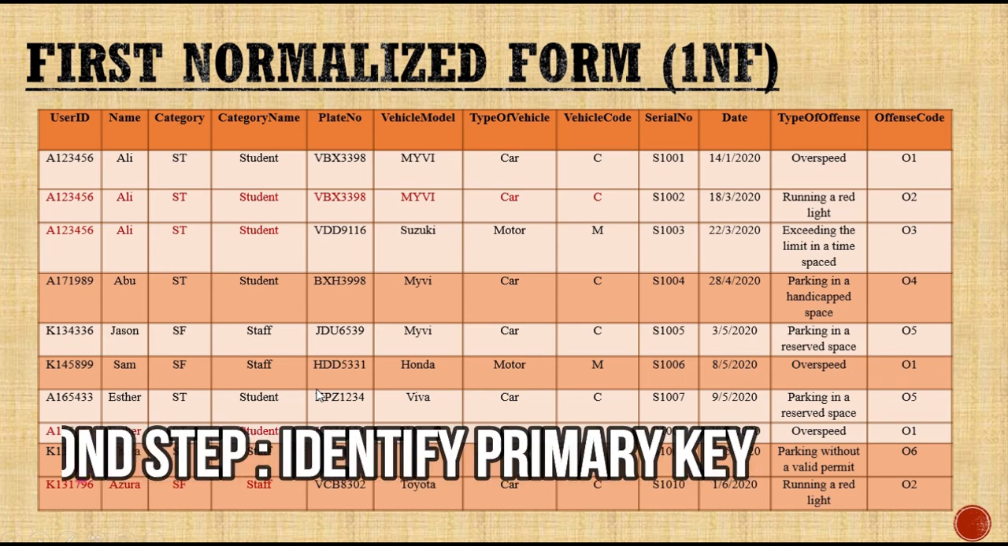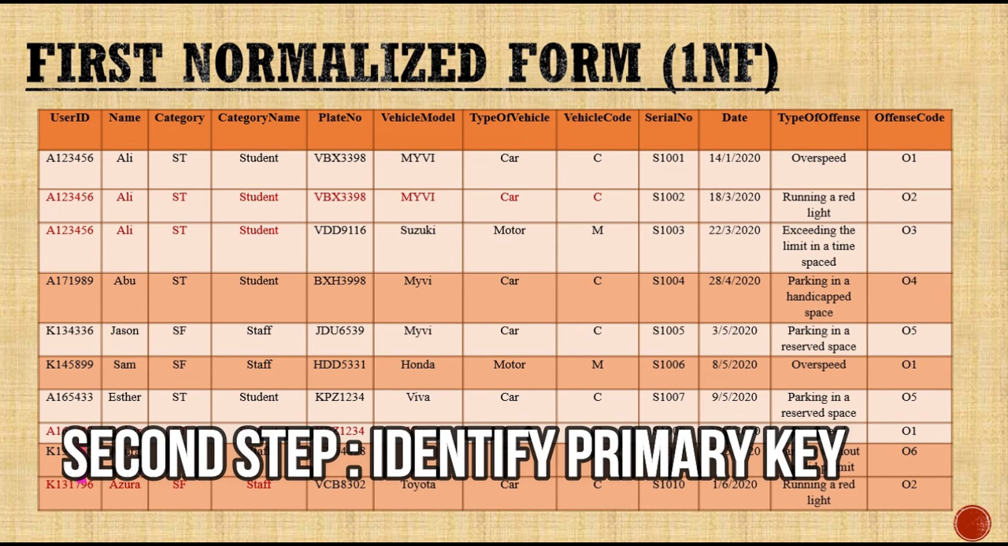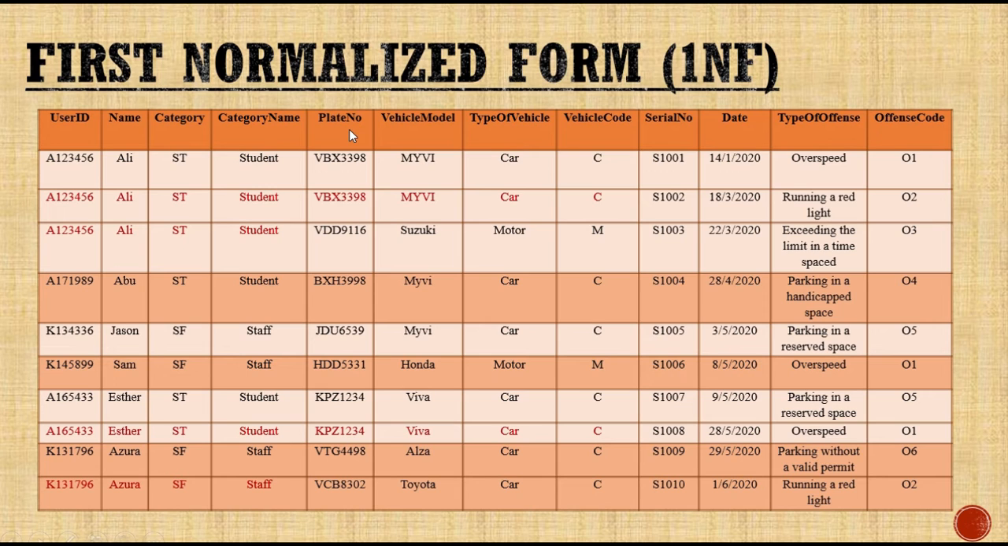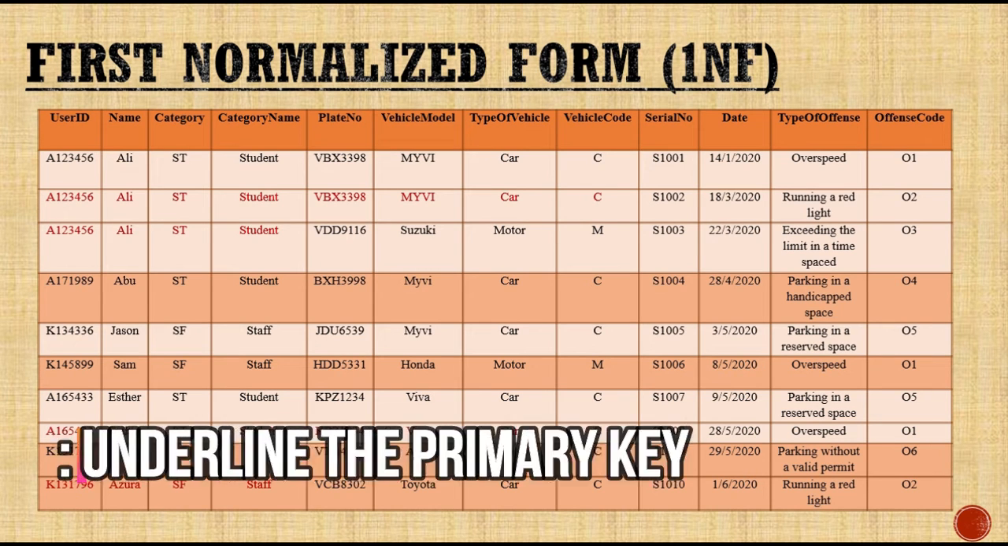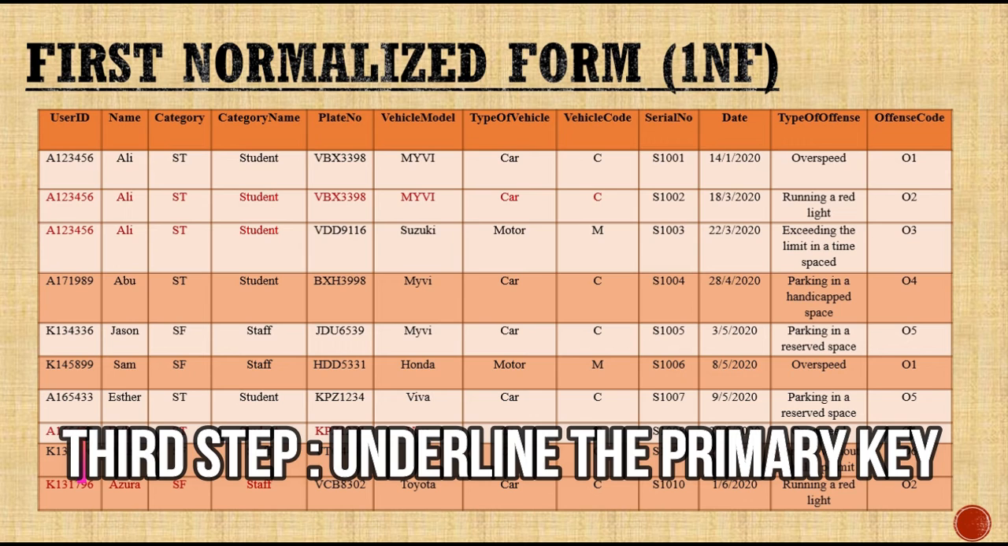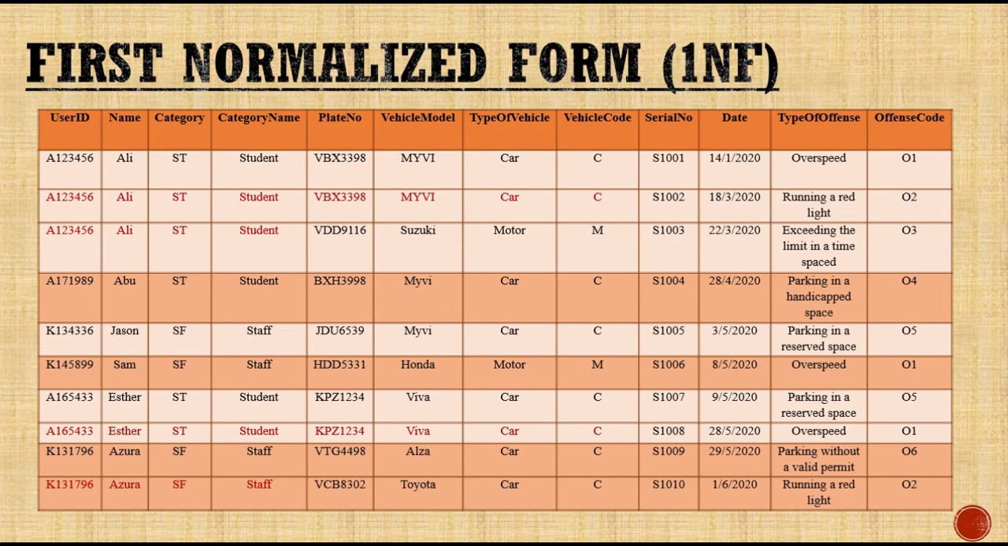In the second step, we need to identify the primary key. So in this table, the primary key is user ID and also the plate number. This is because the user ID and the plate number uniquely identify each row. Then for the third step, we need to underline the primary key to complete the table. So we underline the user ID and the plate number. So we can see in this table there are no repeating groups. And also all the key attributes are defined and all the attributes are dependent on the primary key.